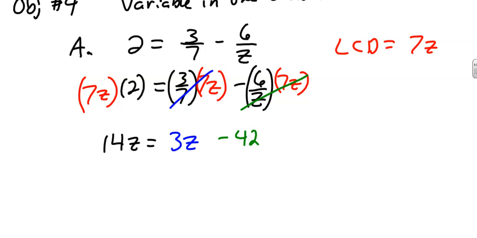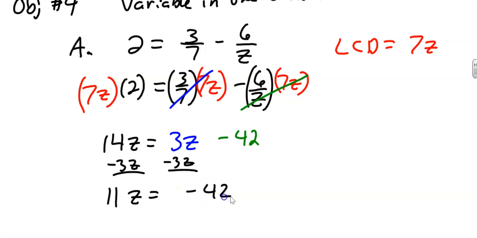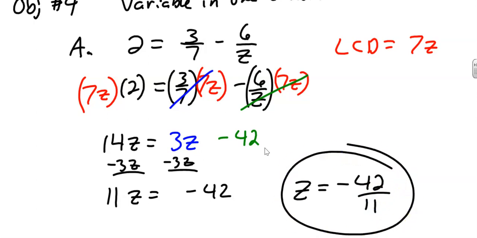Okay. From there, again, just get the z's to one side. So I would say let's get rid of the 3z that's here and move it to the left-hand side. So it leaves you with negative, or sorry, 11z equals negative 42. And when you divide by 11, again, it doesn't simplify because of the 11. It's a prime number. There's nothing you can factor out of it. Just leave it as negative 42 over 11.